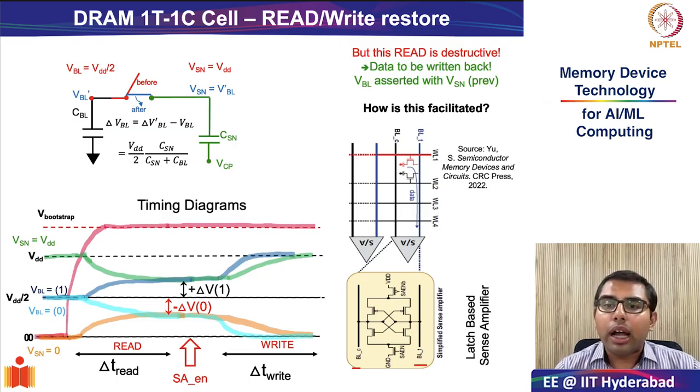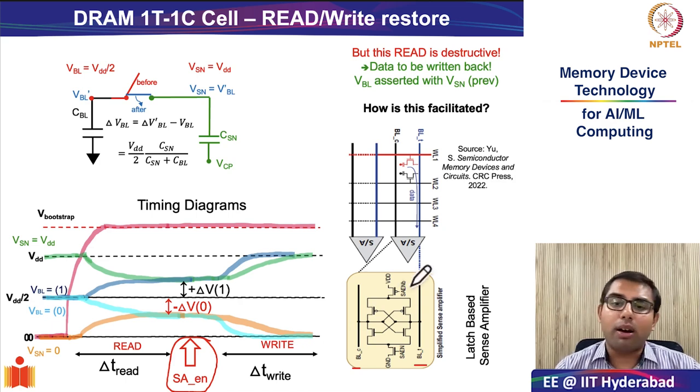Okay, so first, both the reference and the true line are charged to VDD by 2. Then what you do is you enable the word line. After you enable the word line, because of the charge sharing, a sufficient sense margin gets created, and the sense amplifier is thus enabled, as we have been discussing in detail and also shown in the timing diagram.